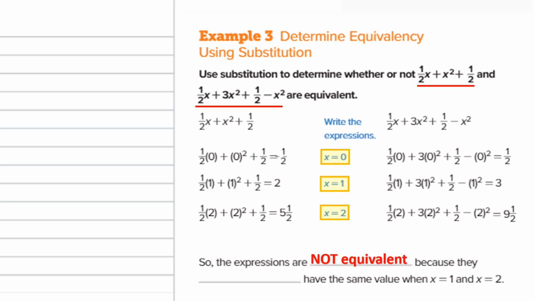So the expressions are not equivalent because they do not have the same value when x is equal to 1 and x is equal to 2. It's why we must do all three of them to prove if something is equivalent or not. We can't just plug in the 0 and say, oh yeah, I got the same answer. Well, that's not going to work when I do other numbers.